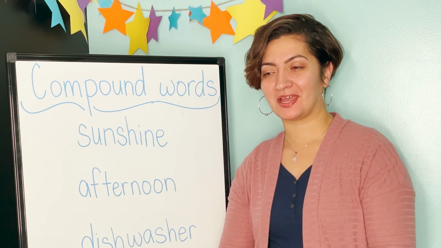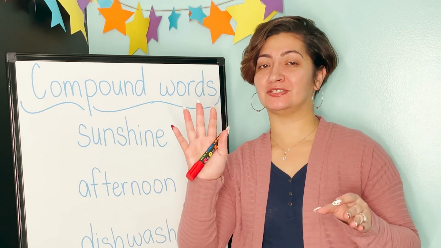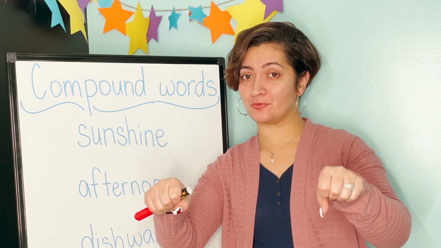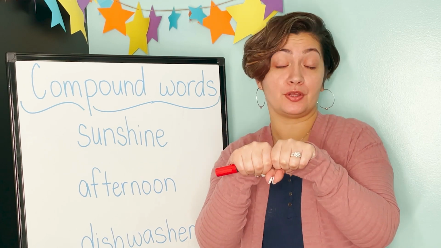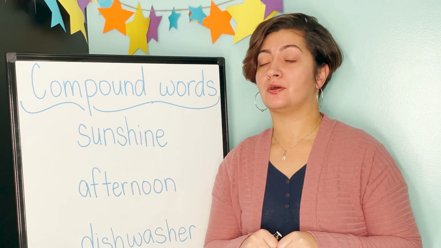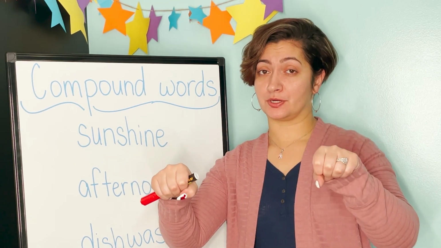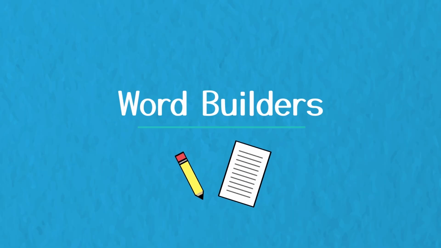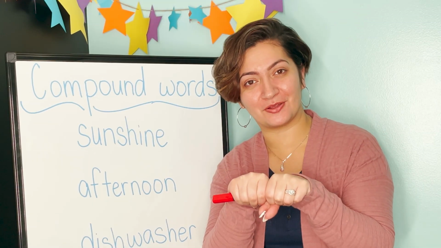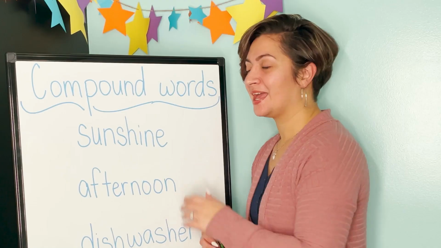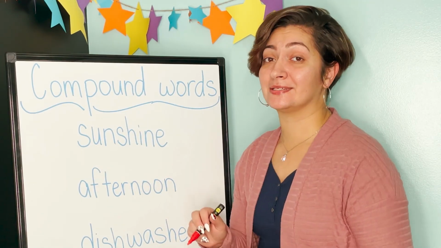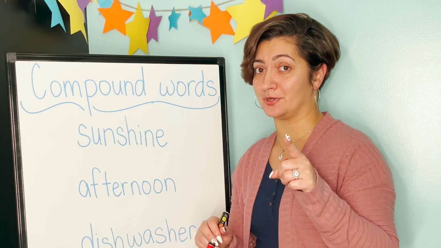Okay, you're right. It's when we can join two or more words together to make a bigger word or a new word, right? So we can have two smaller words and we'll put them together and it will make a whole new word. And that word is a compound word, like the word sunshine. Sunshine is known as a simple compound word.